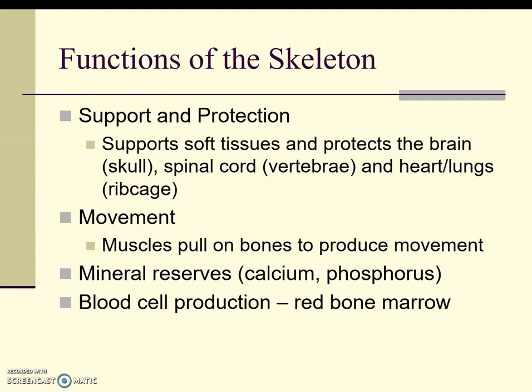The red bone marrow is inside of the bone cavity, and that's for blood cell production. And then yellow bone marrow is for fat storage. So you can see not only is the skeleton involved with movement and protection, but it has other kind of side functions as well.